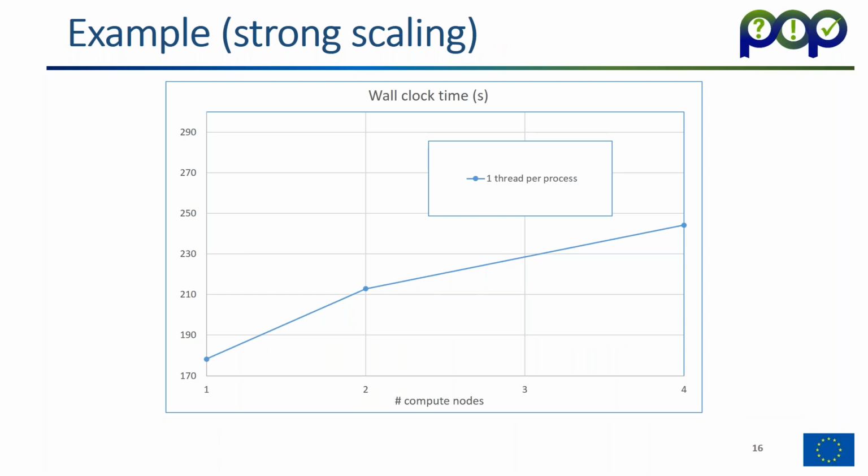So I'm going to show you how this works for a real example. In this example, I've shown you some data here showing strong scaling with one thread per process on 1, 2, and 4 compute nodes, and I'm showing you wall clock time. So we can immediately see there's something seriously wrong with the parallelization of this code. The wall clock time is actually increasing as we increase the number of compute nodes.